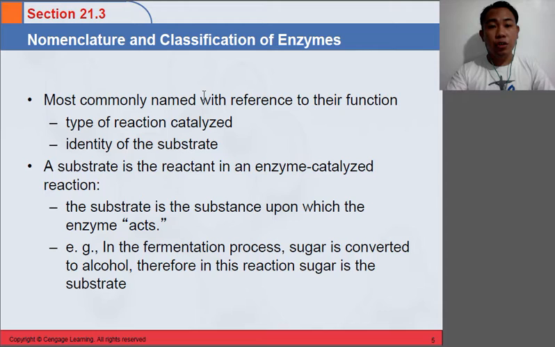As to nomenclature and classification, enzymes are most commonly named with reference to their function. The enzyme type will be classified or named by its reaction catalyzed, and it will be identified by the substrate. A substrate is the reactant in an enzyme-catalyzed reaction, the substance upon which the enzyme acts. For example, in the fermentation process, sugar is converted to alcohol, and therefore, in this reaction, sugar is the substrate.